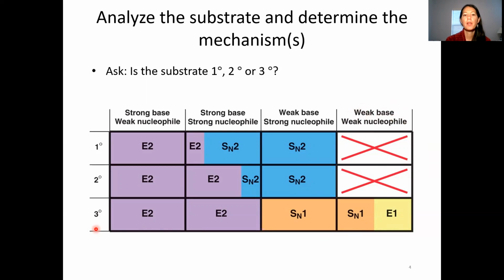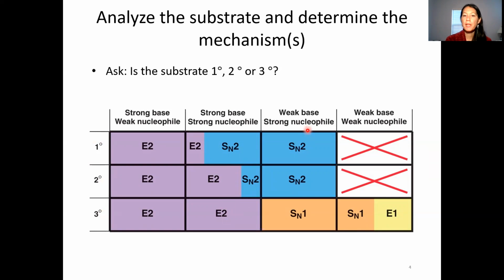The reason is these are weak, so you need a substrate to help you generate that carbocation to get things going. Now, let's go to the second column, strong base, strong nucleophile. It depends. Remember, SN2 is favored for primary substrates, primary halides, so that will be dominant here. If you have a secondary or tertiary, then the E2 elimination will be dominant.